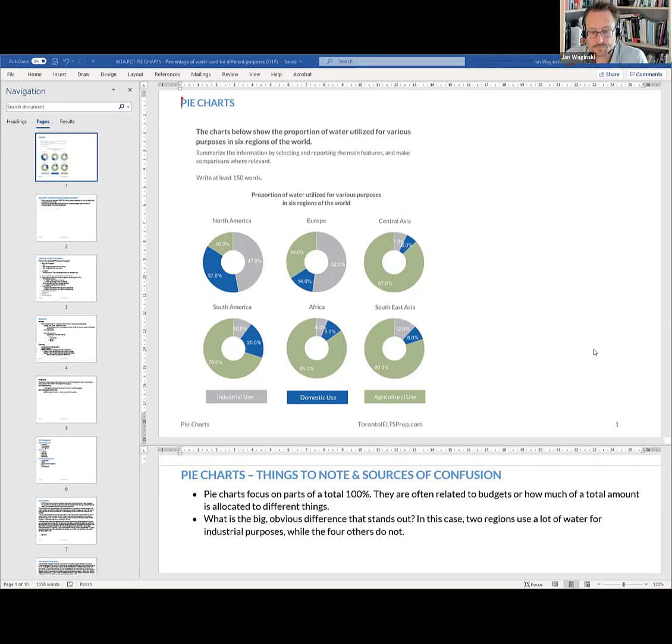That's right. So with this one, we can thank our lucky stars. It's a very straightforward way to divide this into 2 groups. North America and Europe use a lot of water for industrial purposes, and it's a very clear contrast with the other 4 regions where the vast majority of the water is used for agricultural purposes.